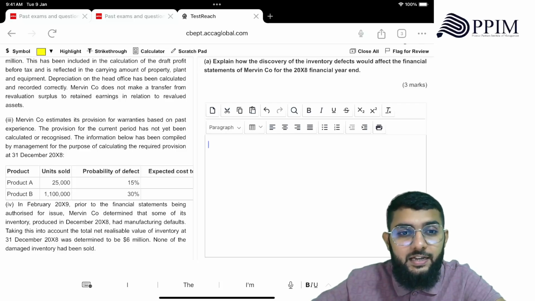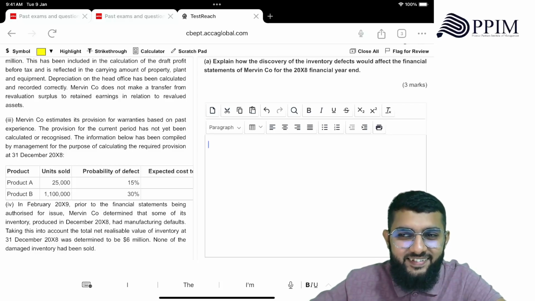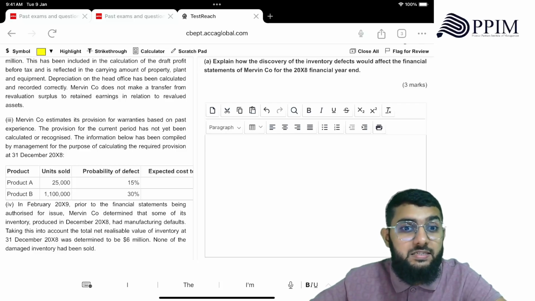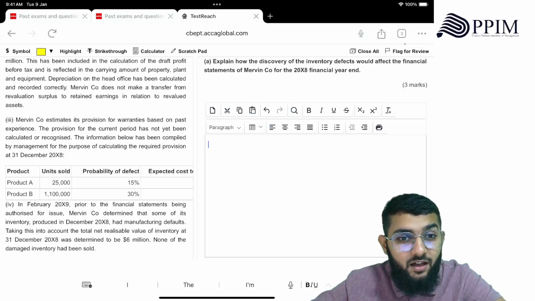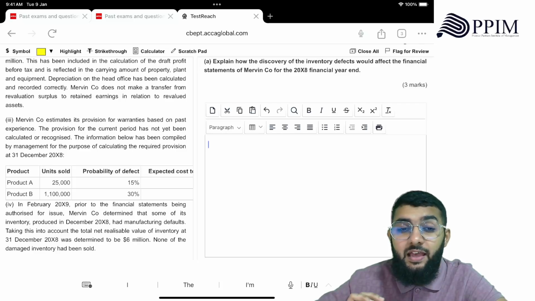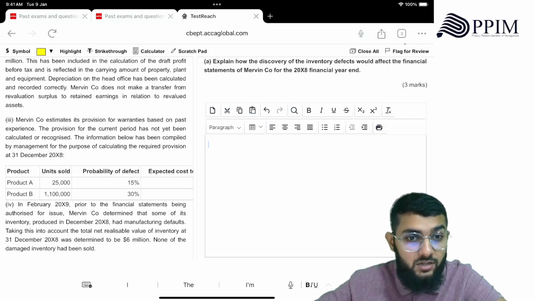IAS 10. It's not 2010, it's 10. Right? IAS 10, events after reporting period. So events after reporting period says any event that happens between or after the reporting period but before the financial statements are authorized for issue, and that provides further information of conditions existing at the reporting year end, needs to be adjusted. If it's new conditions that did not exist, you don't adjust. So they're adjusting events and non-adjusting events.